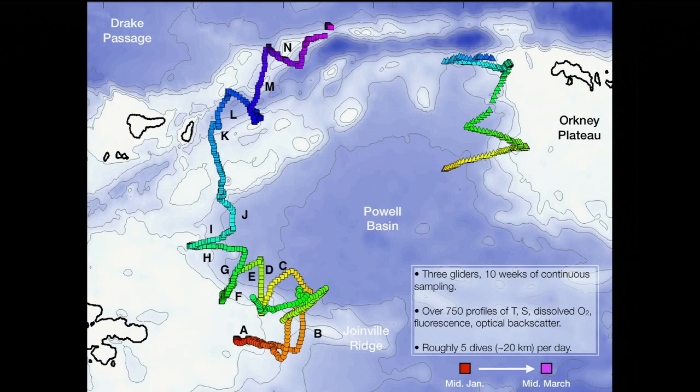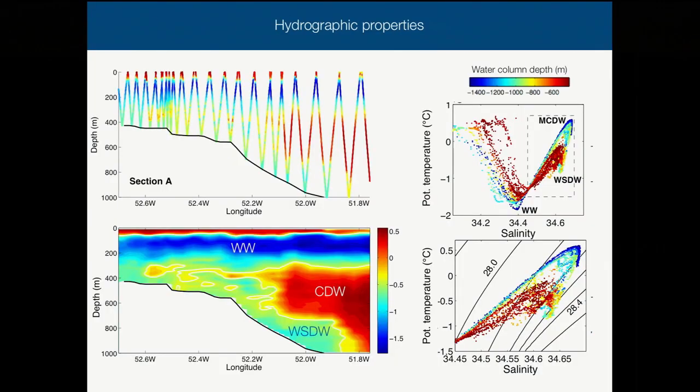This experiment lasted for about two and a half months, so from January to March, and we had a second glider sort of out on the side here. I've sort of already showed you this picture before. This gives you a sense of what the gliders do. So as I said, they profile up and down, but also along the continental shelf and the slope.